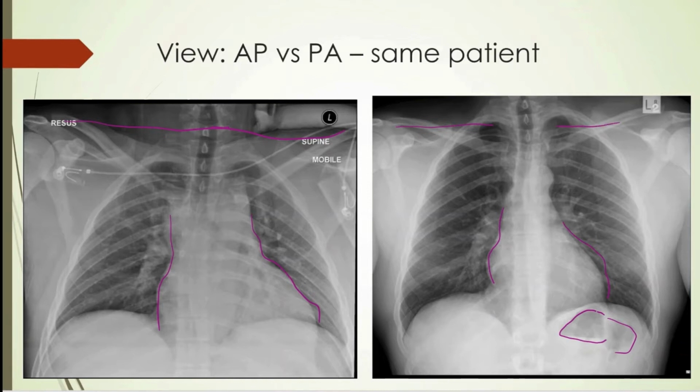You can also look at the shoulder blades here, and the scapula will be more out of the picture with a PA view, although here just a little bit, and then more in the picture on the AP view. Again, the mediastinum looks large here. You might freak out and go, oh my God, but it's really due to the type of film and how the picture's taken, AP versus PA.